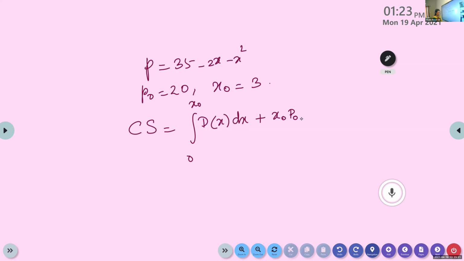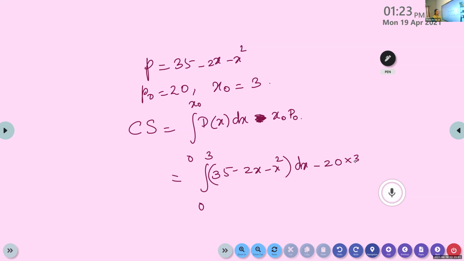Is it plus or minus? This minus, isn't it? In both cases we subtract x naught P naught. Okay, that is same as integral 0 to 3. What is d of x? 35 minus 2x minus x square dx minus x naught P naught, that is 20 into 3.